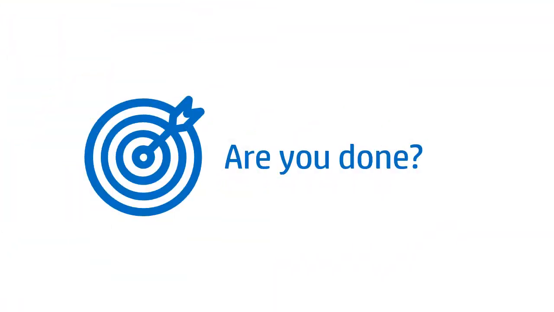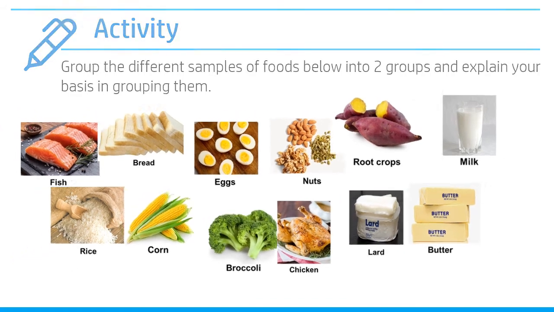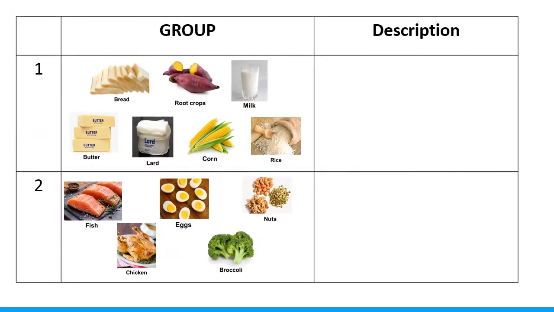Are you done? Let's check. There are many ways to group these food samples, but for the context of our lesson today, we can group them like this. We can group together bread, root crops, milk, butter, lard, corn, and rice. We can group together fish, eggs, nuts, chicken, and broccoli.